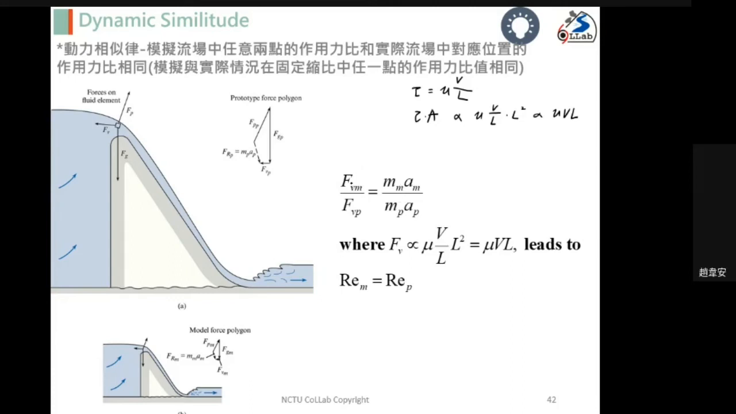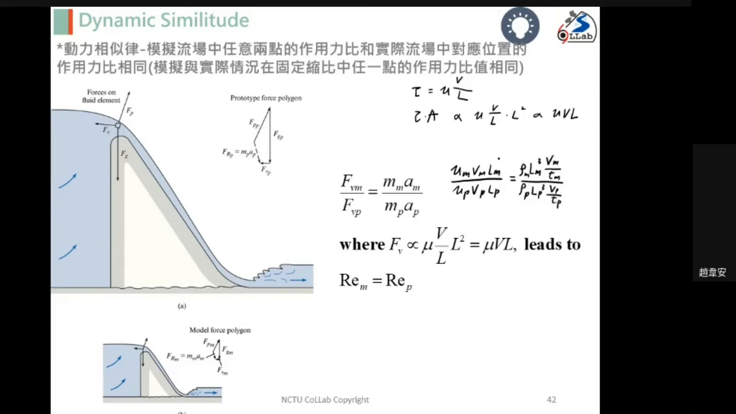So we just make the balance. We know the viscous force in the model is mu m Vm Lm, divided by the viscous force in the prototype, mu p Vp Lp, and this is equal to, again we have the mass, so rho m Lm cubed, and the acceleration am is Vm divided by Tm, and the bottom is the same: rho p multiplied by Lp cubed and Vp divided by Tp.